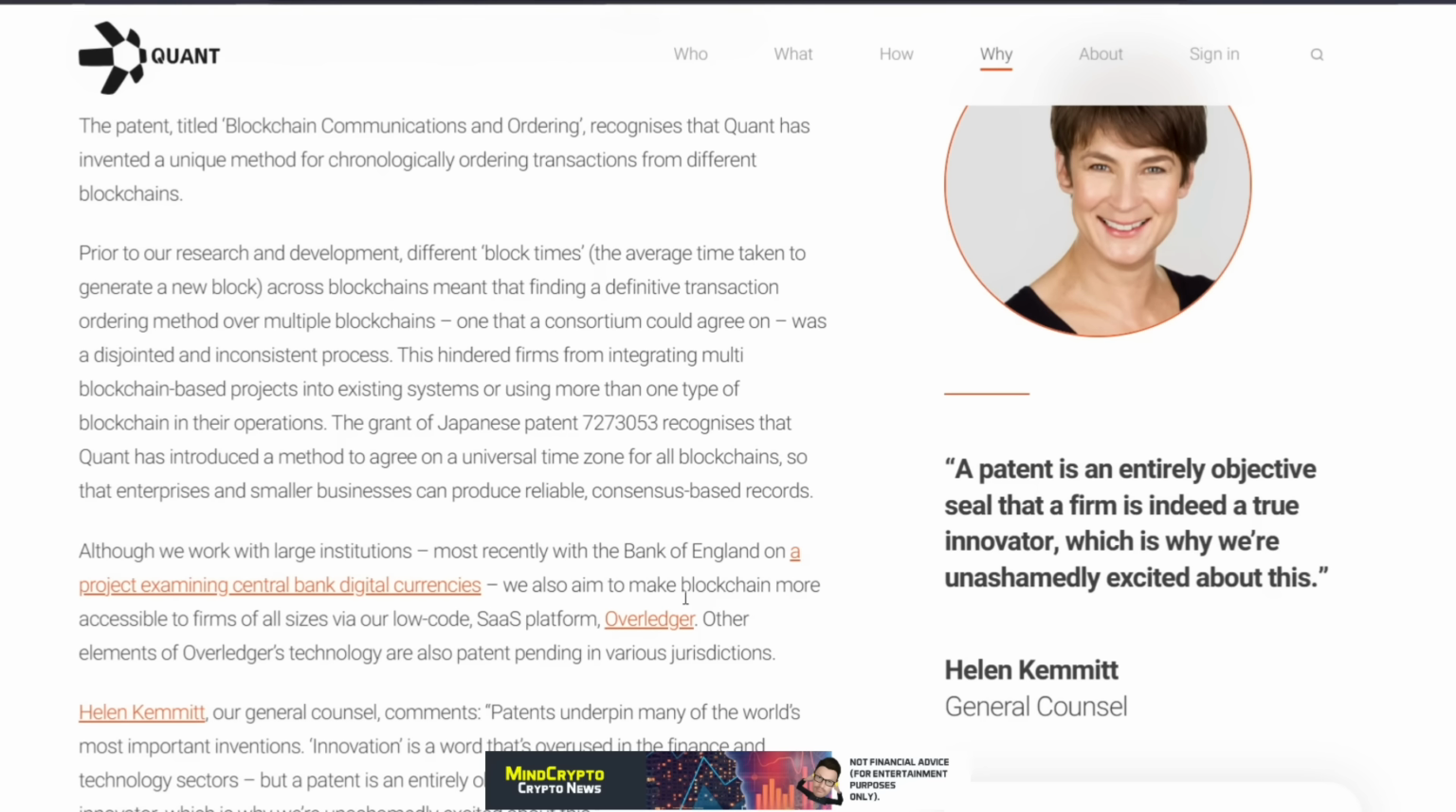Although we work with large institutions, we also aim to make blockchain more accessible to firms of all sizes via our low-code SaaS platform, Overledger. Other elements of Overledger technology are also patent-pending in various jurisdictions. That's absolutely massive. Other patents waiting to be approved. Now, if you don't see foresight in Quant, I don't know what you see. But I tell you what, I'm here for the long term and I will hold my bags until I'm ready, when I've seen this all come to some fruition in the future. That's me. You do what you've got to do, but I know what I'm doing.